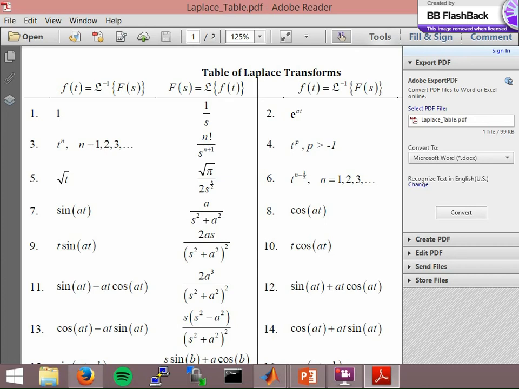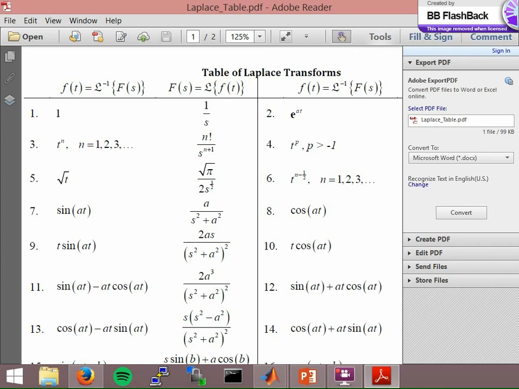So X of s is equal to s x naught over s squared, cancel these out, plus x dot naught over s squared, plus omega over s squared plus omega squared. So we have the Laplace transform for this guy, 1 over s. Yes, that is just a constant. So this is known. We have the Laplace transform for 1 over s squared. So this is known. Remember that we're dividing by s squared, so there's an s squared here.